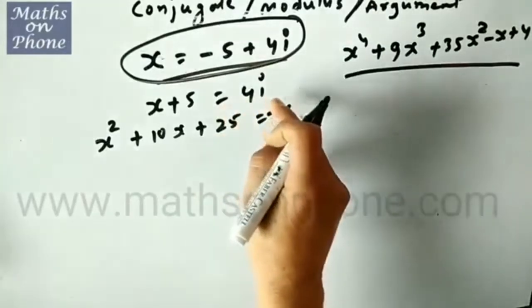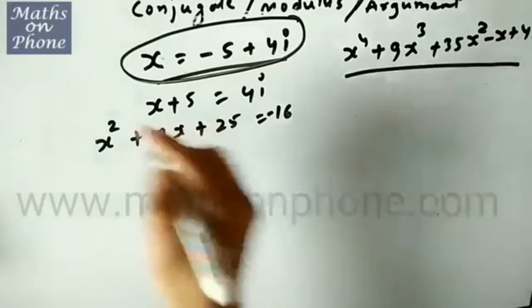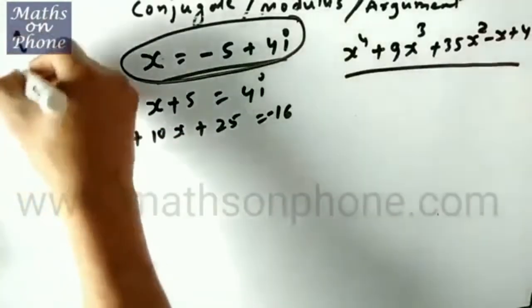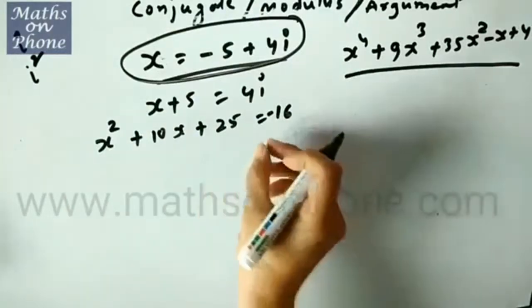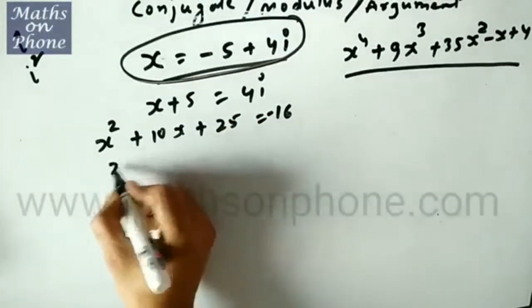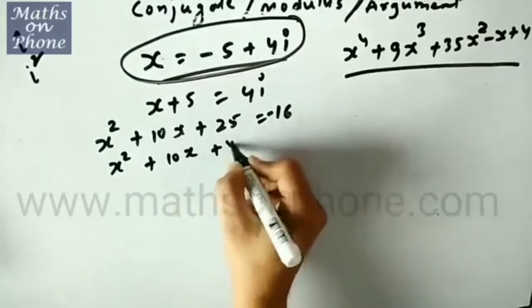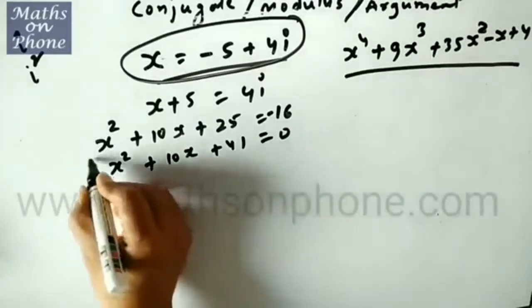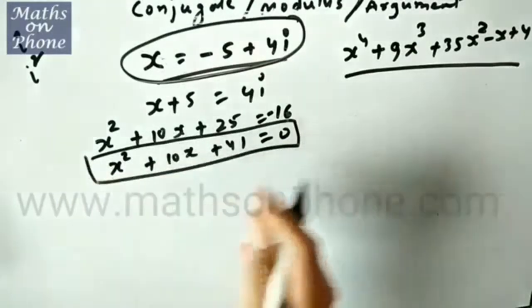Why did we isolate i? Because on squaring it will become a real number. We know that i is a complex number, but i square is not complex, that is real. So we are just making it real. It is x square plus 10x plus 41 is equal to 0. That is the important thing. One quadratic equation you take out of the given value.